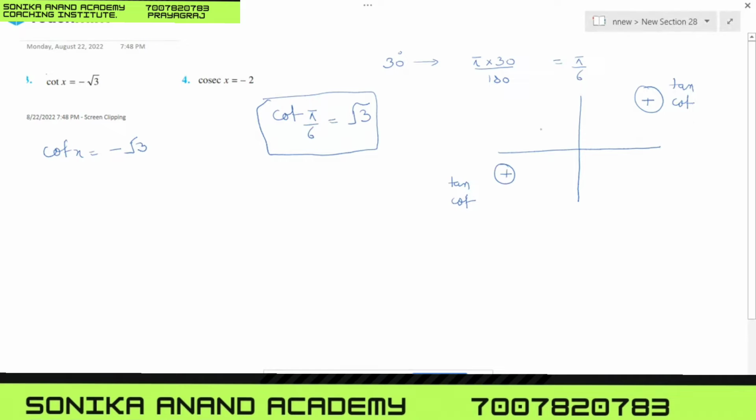tan theta and cot theta. Clear? Yes, ma'am. We have the value for negative values. So we have to go either for this quadrant or for this quadrant where we have the negative values. Okay? I tell you, pi minus theta for that.